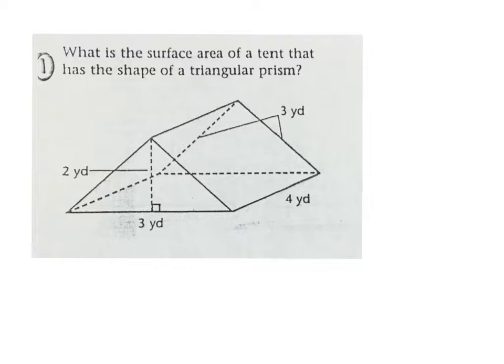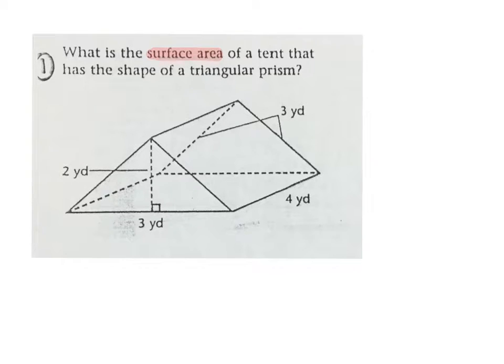Okay, so this is question number 1. What is the surface area? So on your test, I highly recommend that you highlight what the question is asking for as soon as you read it. What is the surface area of a tent that has the shape of a triangular prism? So I see surface area, so I'm going to highlight that.